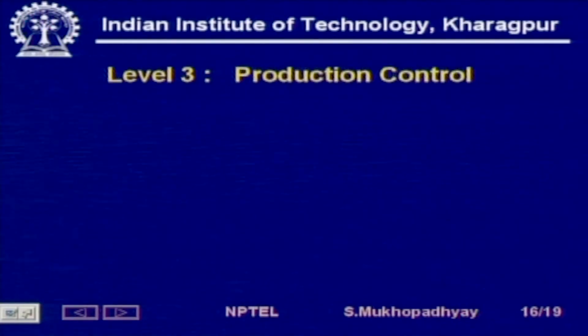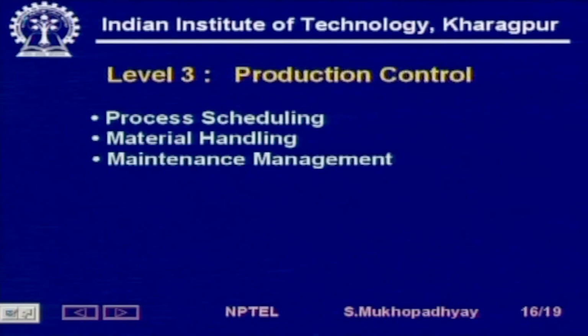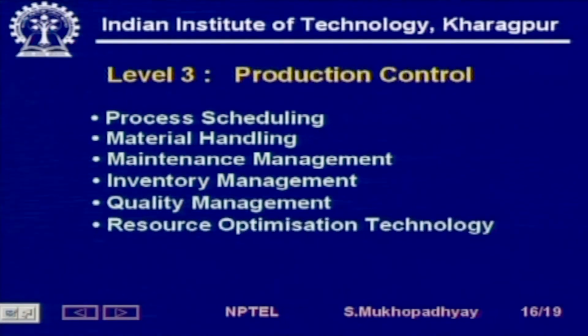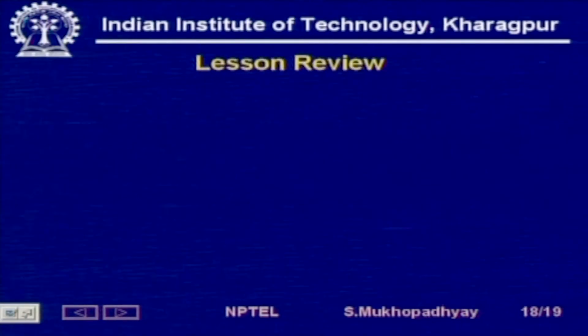We will skip this slide altogether because we do not want to. So, we are just looking at the various elements in this, like product process scheduling, material handling, maintenance management, inventory management, quality management and resource optimization technology. They are, as I have mentioned, that they may be online, but they are non real time. Some of them may be online. So, finally, we have a lesson review.